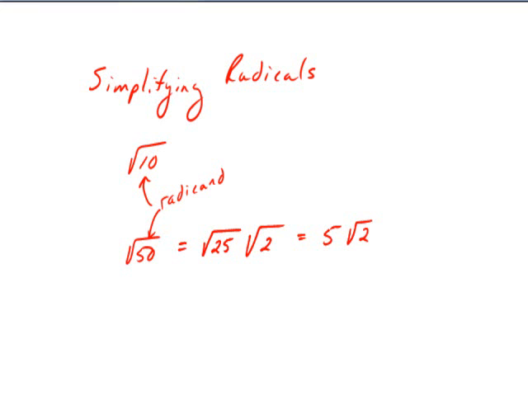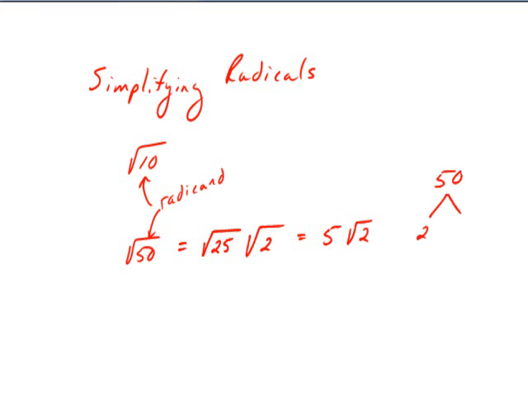If you recognize a perfect square that divides into your radicand, then you can carry out the problem in this manner. But let's say that you don't recognize that 25 is a factor of 50. In that case, what you can do is prime factor 50. I'll use a factoring tree for this one.